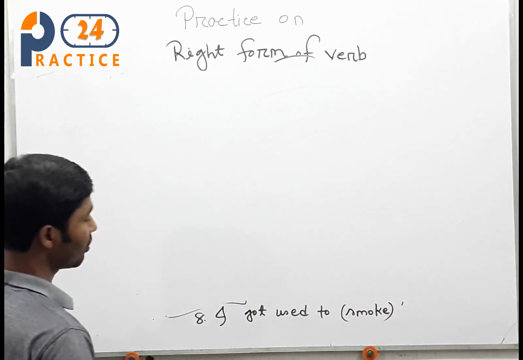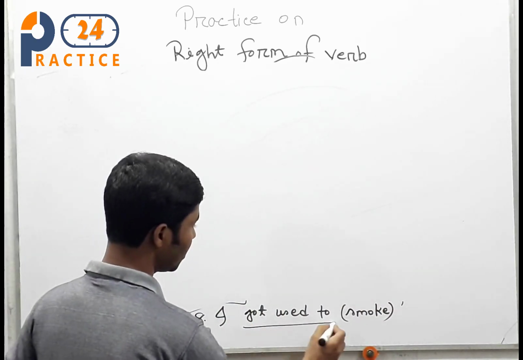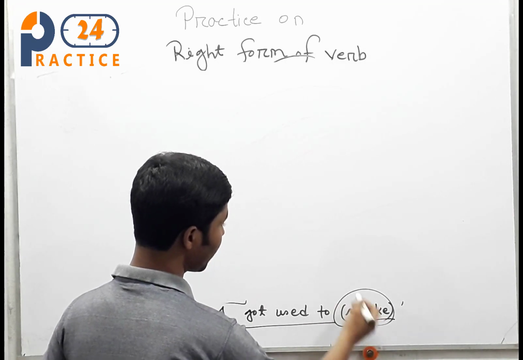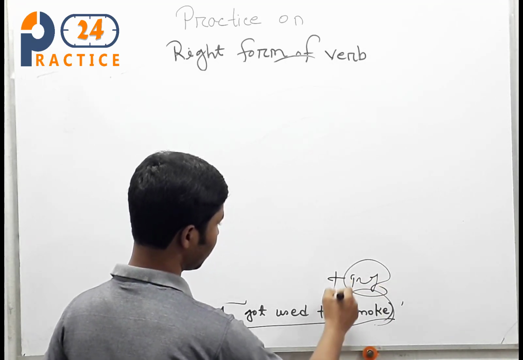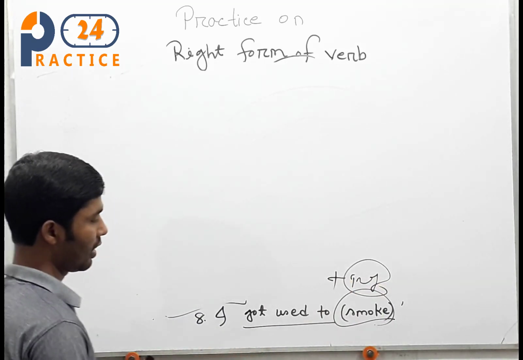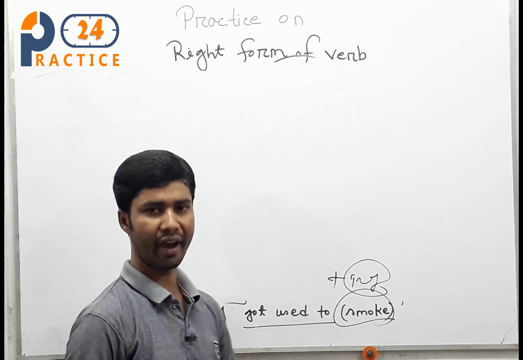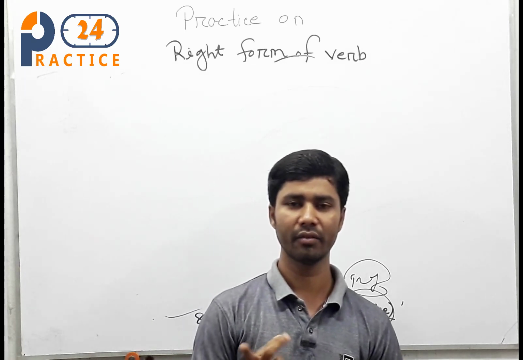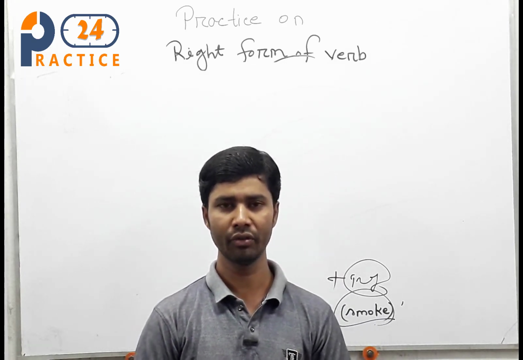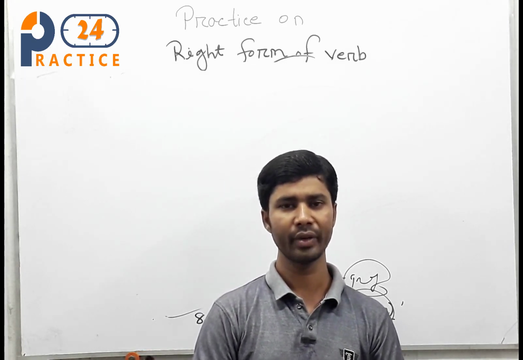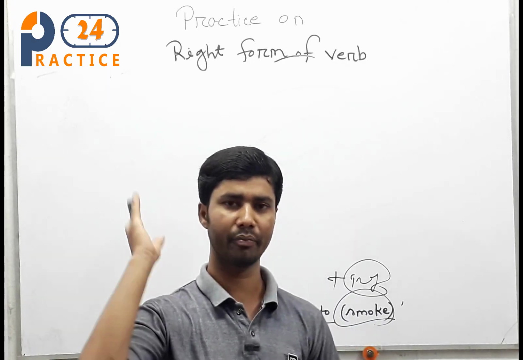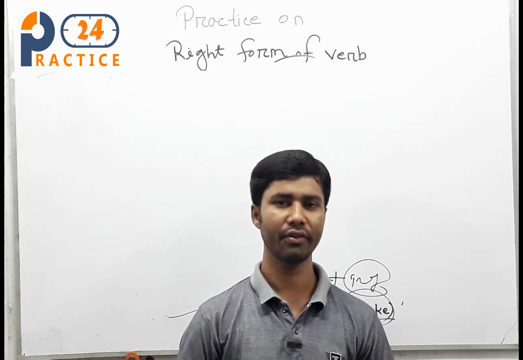So take a look over here. I got used to smoke. The answer will be "smoking", "ing" added with the verb. Why am I telling so? That is because "get used to" is a rule here. If you find would you mind, be used to, get used to, with a view to, look forward to, then the verb, in this case, must be in ing form. I think you understand my rules.